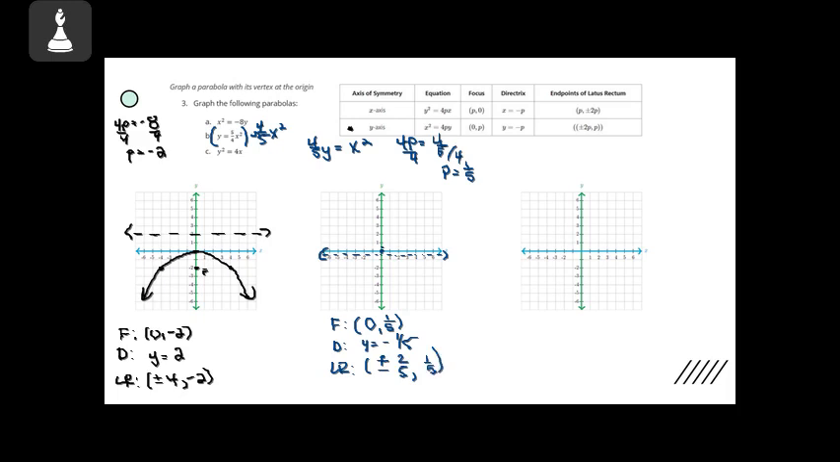And you can always adjust the scale. I could have made these not count by ones, and then it may have been a little bit easier to see the points.